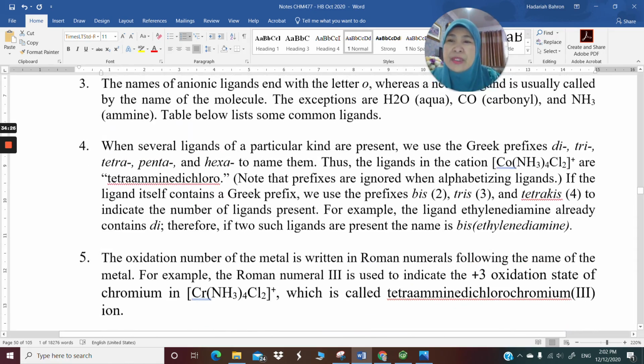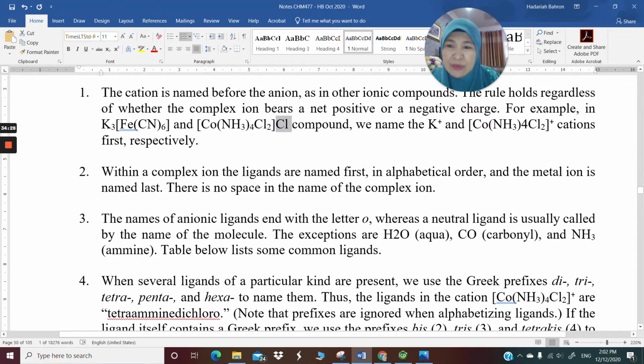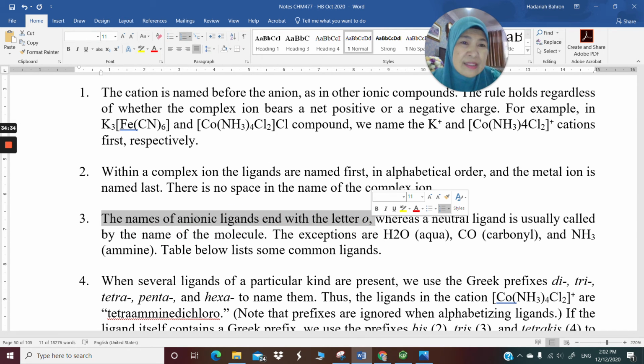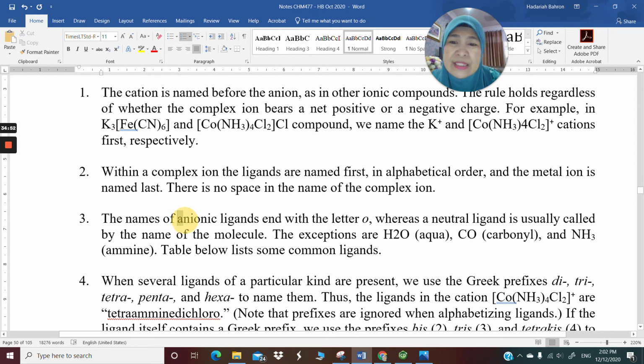Rule number 3. The names of an ionic ligand must end with the letter O. For example, chloride, you call it chloro. Bromide, you call it bromo. Iodide, you call it iodo. Cyanide, cyano. Hydride is called hydrido. So any ligand which is negatively charged, you put O at the end of the name.